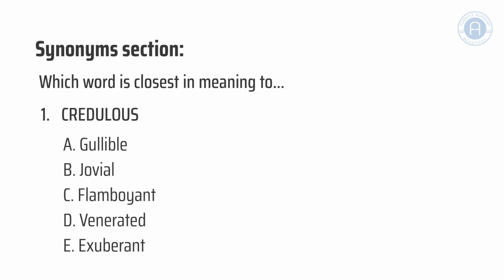To answer this question, we need to be familiar with the basic root words and suffixes. The root word creed means belief, and the suffix ous gives us an adjective. Therefore, credulous has to do with believing things. Credulous means naive or too eager to believe things, often without giving them much thought. Thus, the correct answer would be A.